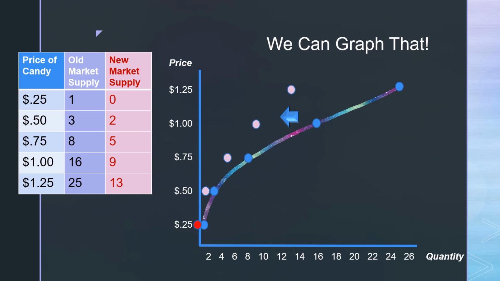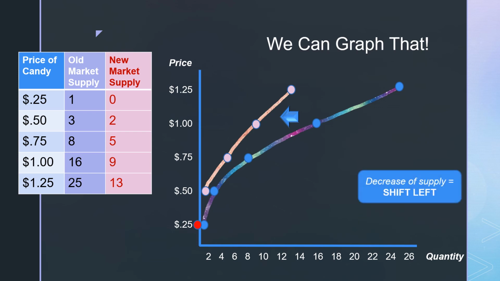Now, you'll notice I threw this little blue arrow in here. What's happened is that we've actually shifted our supply curve to the left. Now, I know that might be hard to see. It kind of seems like the new supply curve we drew is above the old supply curve. But I want you to keep in mind, guys, demand and supply curves only shift left or right. In this case, our new curve is physically to the left of the original. And anytime we shift our curve to the left, that's considered a decrease of supply.